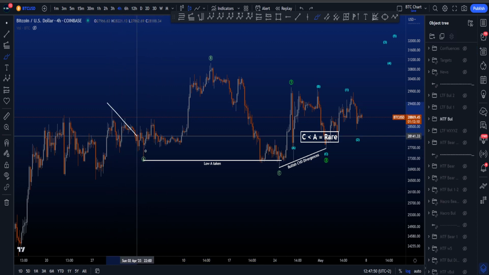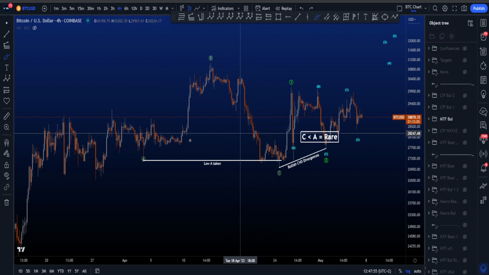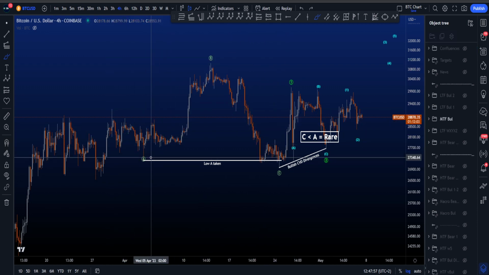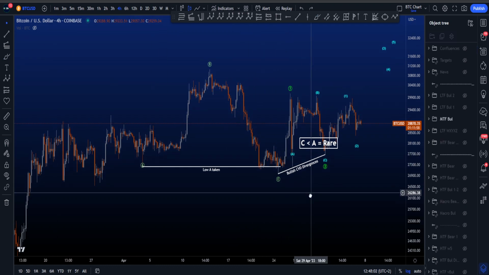If it is an expanding flat, you want to see the low of wave A taken, else it's going to be a running flat, which is very, very rare. But in this scenario, A, B, C, taking the low of wave A, which has been done, very nicely played out. Okay, nice. So that's one, right?